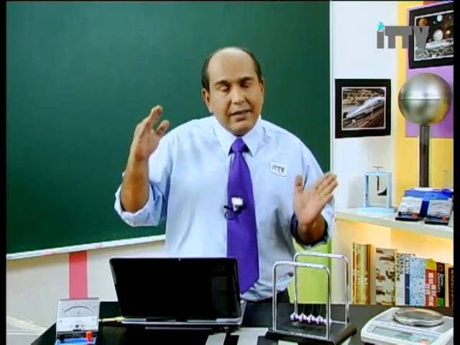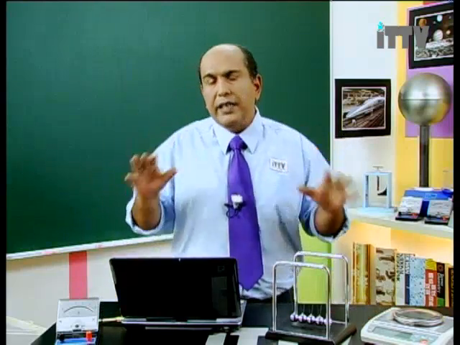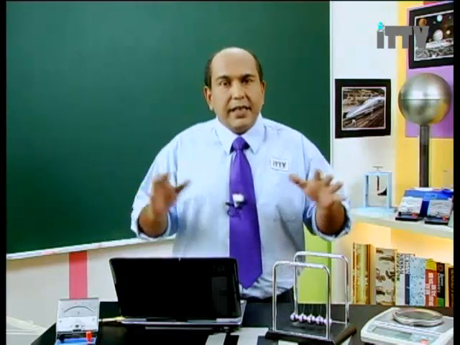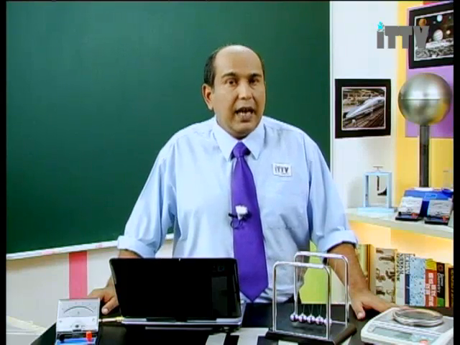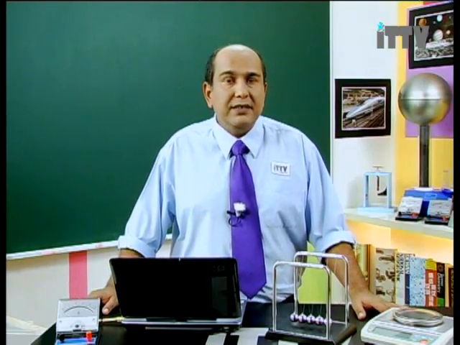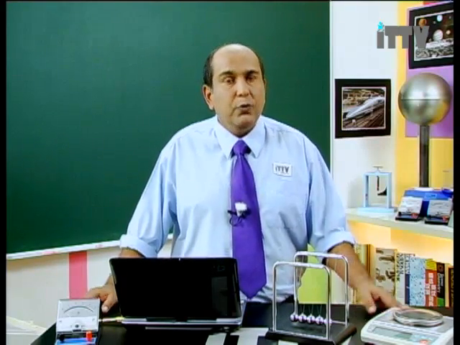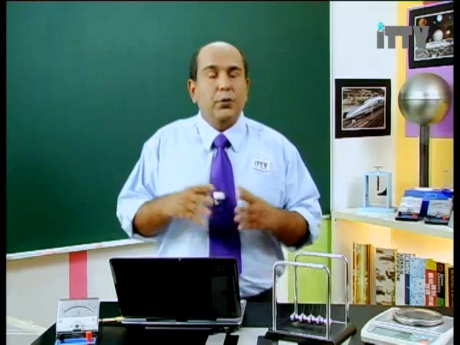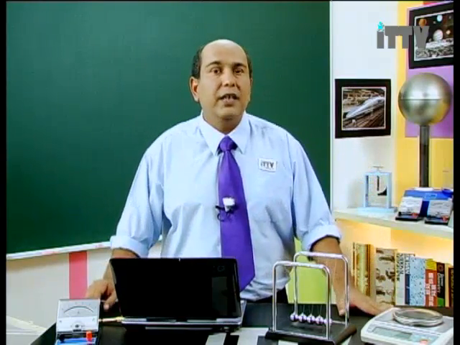Secondly, the length of the vector will give us its magnitude. Here what we need is a scale. Let's say a scale says 1 centimeter equals 10 newtons and the line is 5 centimeters long, that means the magnitude would be 5 centimeters times 10, which would be 50 newtons. So we have both a magnitude and we have a direction.